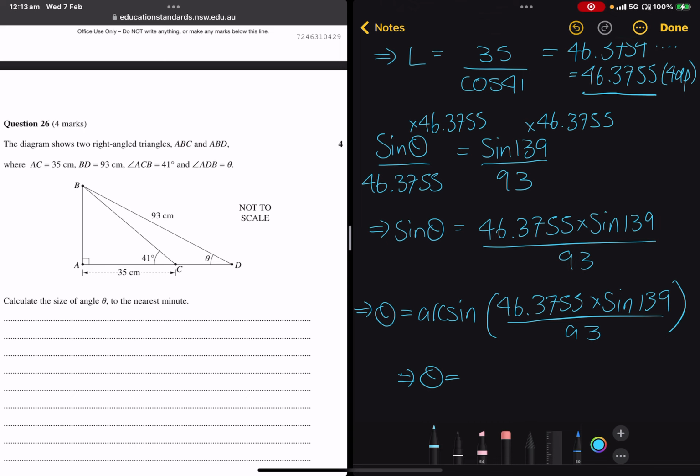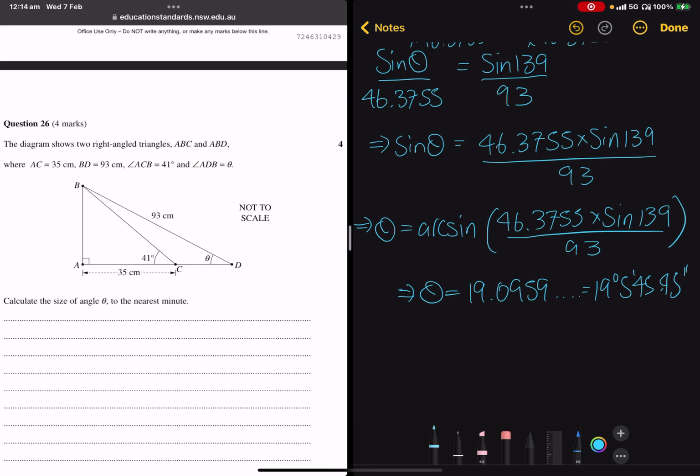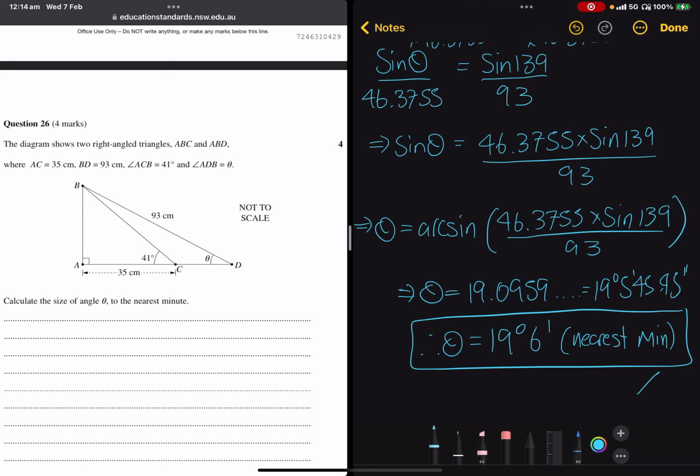This gives me 19.0959... If we convert this to degrees and minutes, this is 19 degrees 5 minutes 45.45 seconds. So the question says calculate the size of the angle to the nearest minute. So the nearest minute is going to be 6 minutes. So therefore theta is 19 degrees and 6 minutes to the nearest minute. And this is the answer to this question.